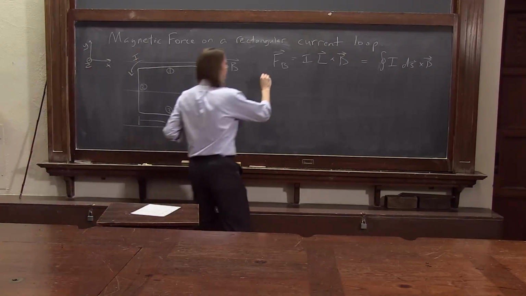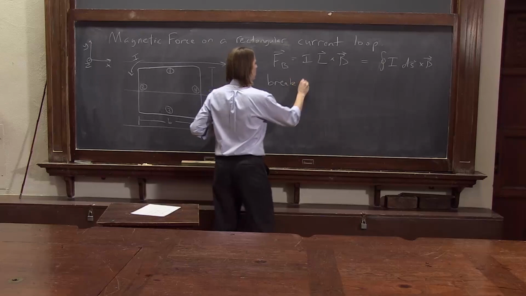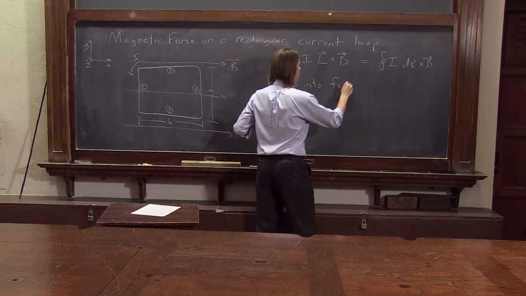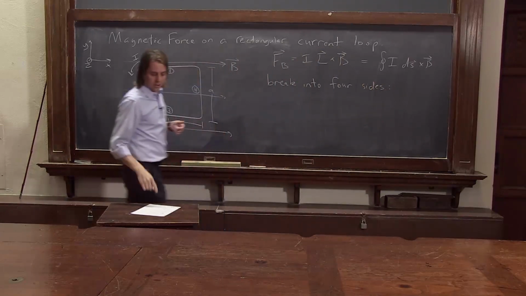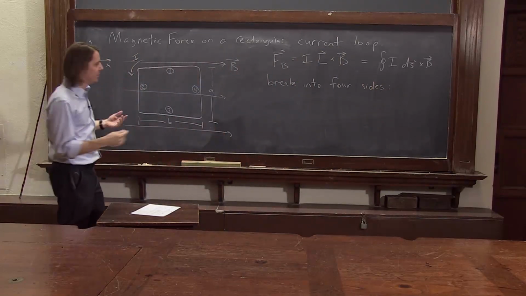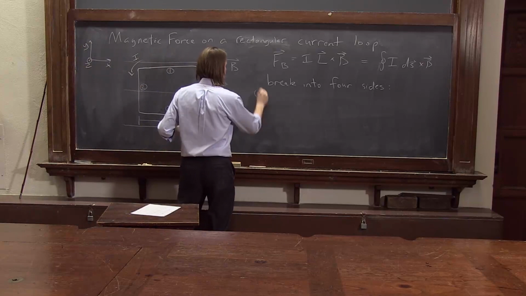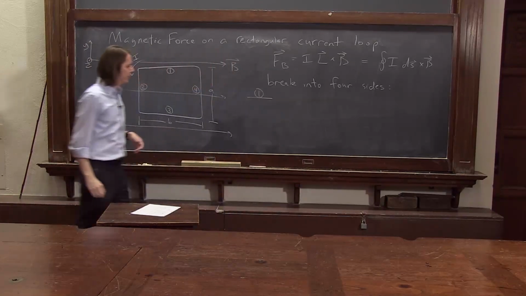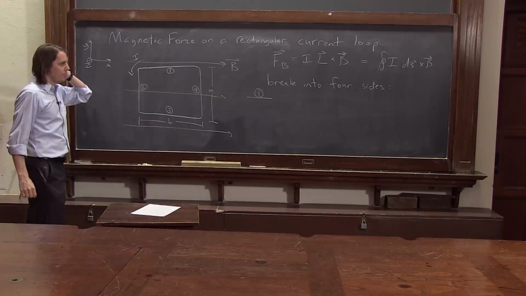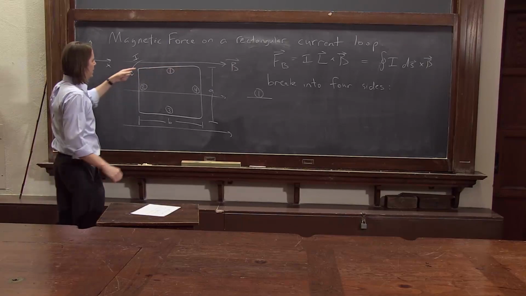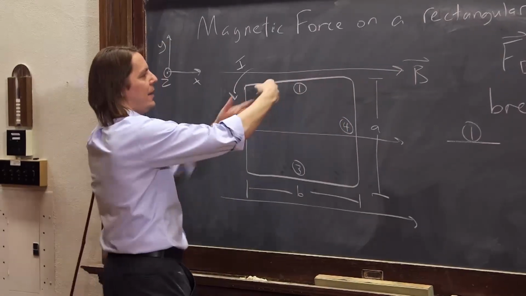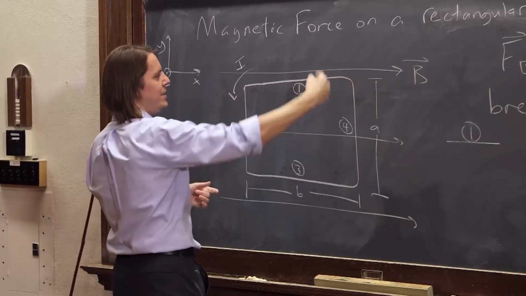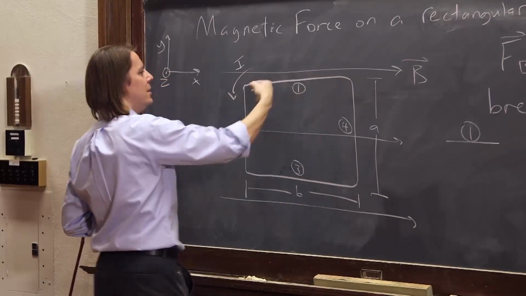Now let's calculate. Let's break into 4 sides, and let's calculate the force on each one, and then we just have to add it up to get the total force. Okay. So side 1. What is the force going to be? So in this case, this is side 1. ds is basically this length vector going along here. If you add it all up the ds's, it's just this length b, a vector of magnitude b pointing that way.